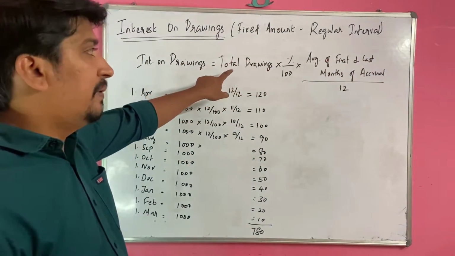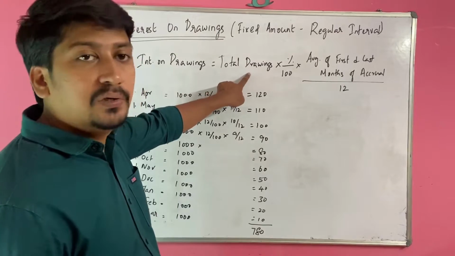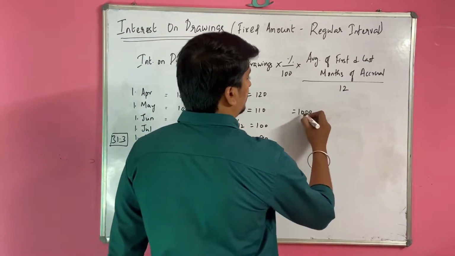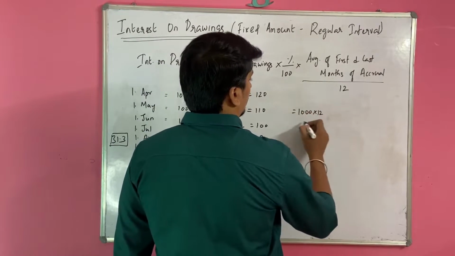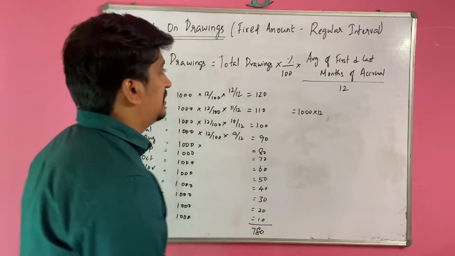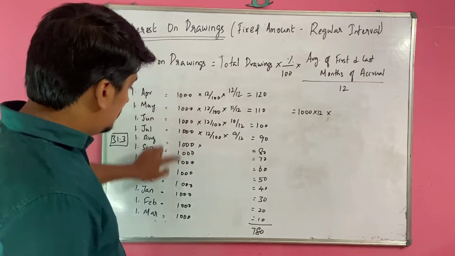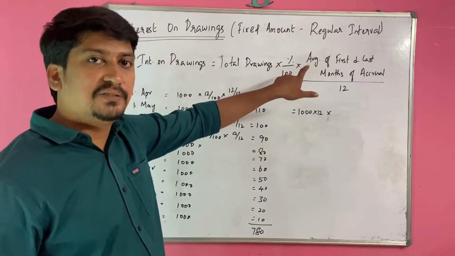Now apply this formula. The formula says, in order to calculate interest on drawings, take the total drawings. Total drawings means what? He took 1000 rupees every month. So for a year, he took 12,000. So 12,000 is the total amount of drawings. See, 12,000 he has taken, so that is his total drawings. On total drawings only we have to apply this formula.